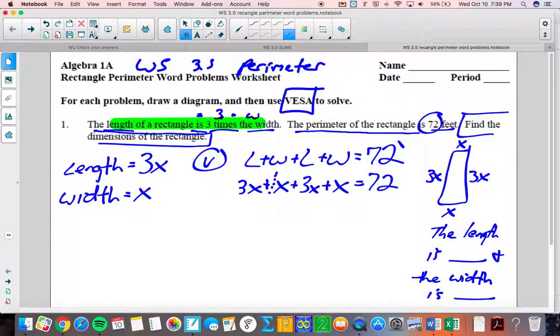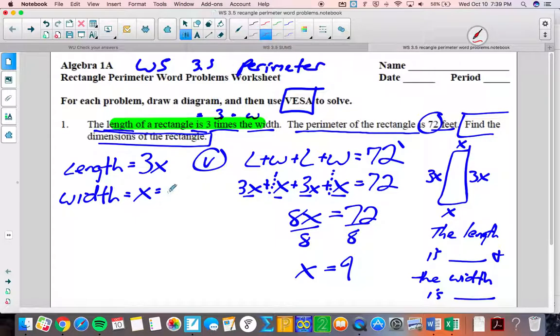We have to solve this equation, but we should simplify first. We can combine like terms: 3x plus 1x is 8x. So 8x equals 72. We solve by dividing by 8, so x equals 9. What does that mean? Remember, x represents our width, so our width is 9 feet.